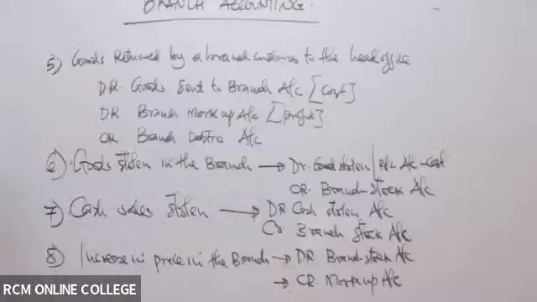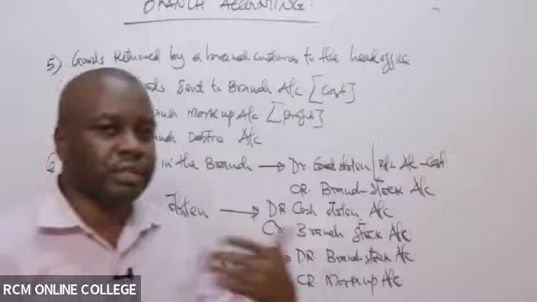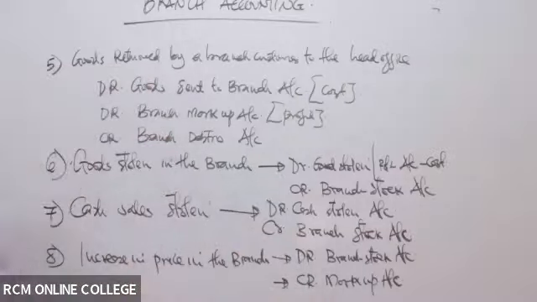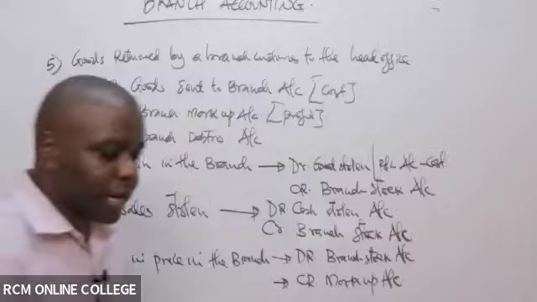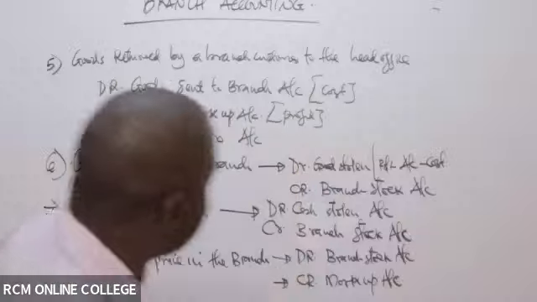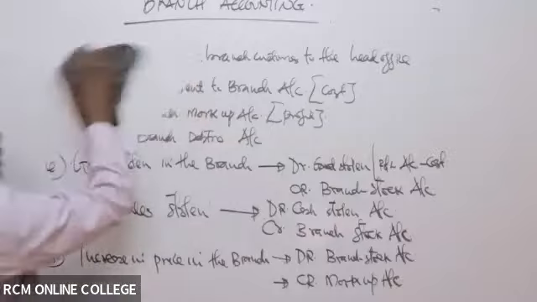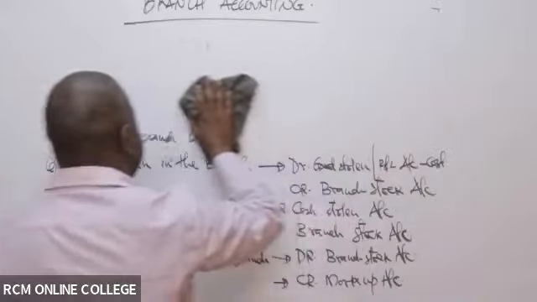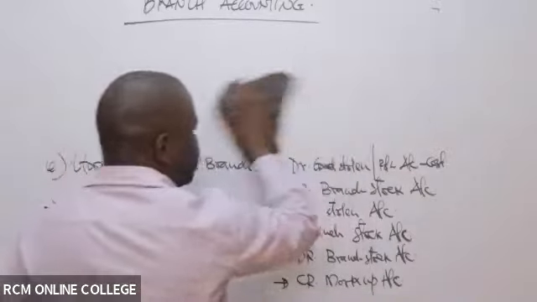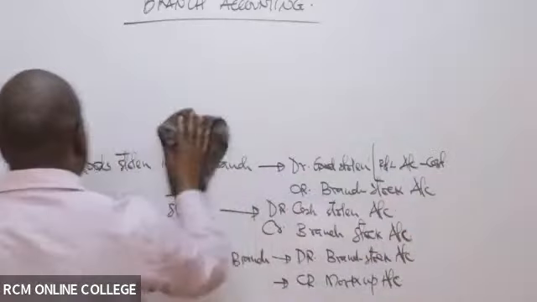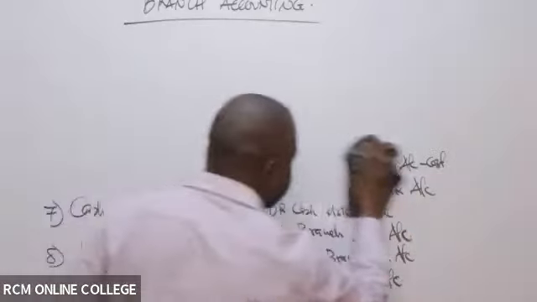So if you have two branches, one branch receives the goods that are being transferred, and another one loses the goods that are being transferred. So in this case, the accounts of the two branches will be affected. For example, if there's a transfer of goods from branch A to branch B, there'll be the receiving branch and the branch that is sending the goods.